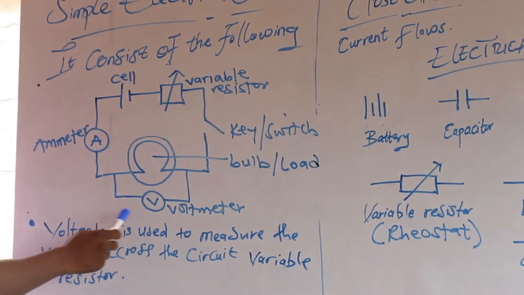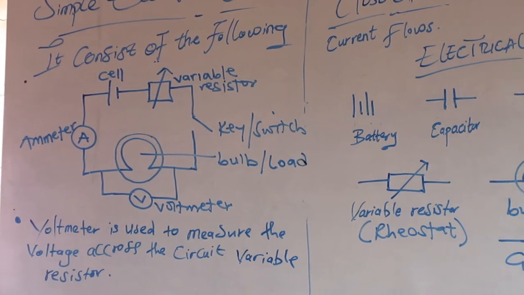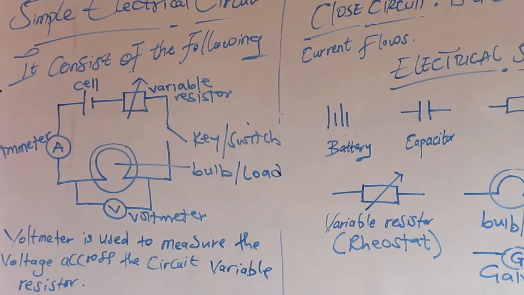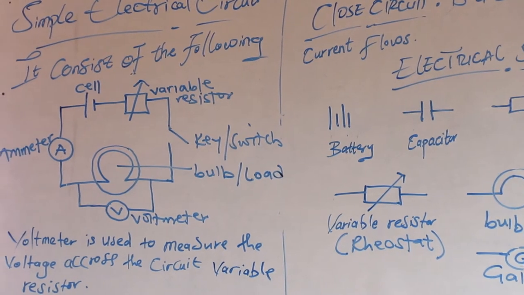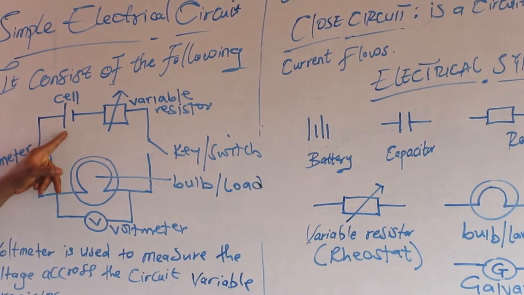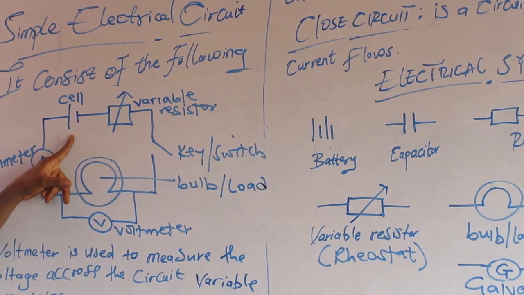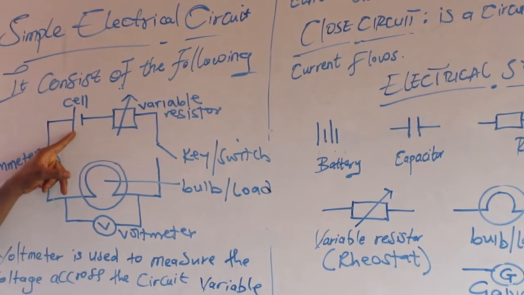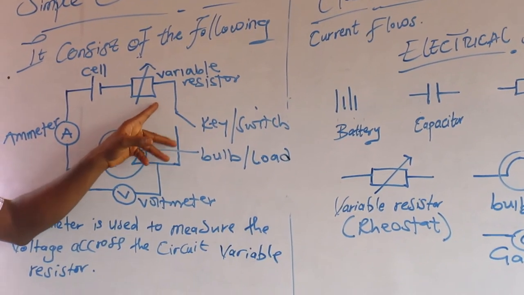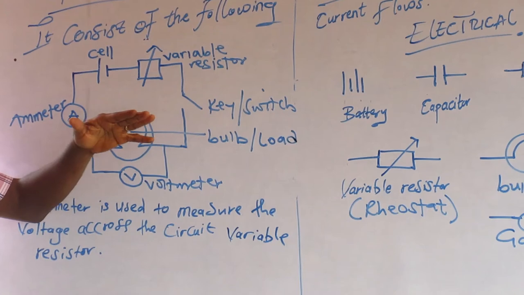Now the voltmeter is used to measure the voltage across the circuit. The ammeter is used to measure the what? What do you use an ammeter for? Measure current, right? And the cell provides electricity. You know that, right? One end here is positive and this is negative. There's a variable resistor. Very soon you will see what a resistor is when we get to Ohm's Law.